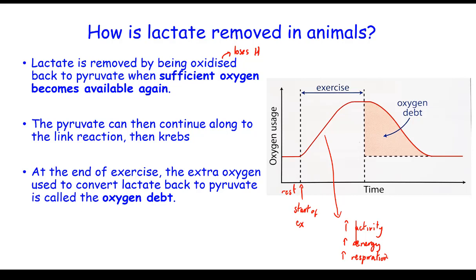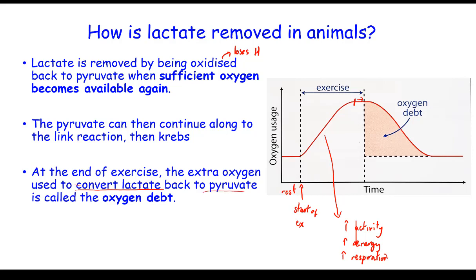Now your oxygen usage stops around here. Well, it levels off around here. You're still using a lot of oxygen, so probably around this point that's when you're respiring anaerobically, because you just can't absorb and use any more oxygen. So then it only carries on for a short period of time and you stop exercising here. Now your oxygen usage still remains high, but this is your oxygen debt. So it's the oxygen required at the end of exercise to convert the lactate back to pyruvate.